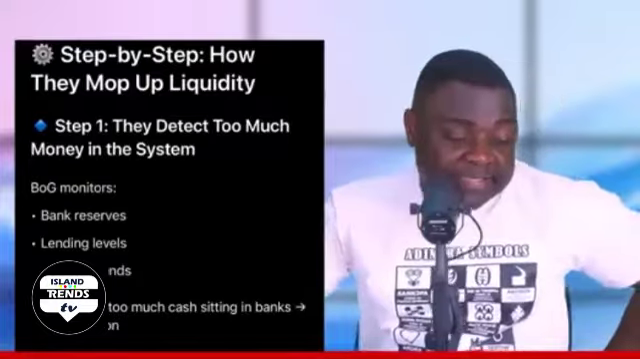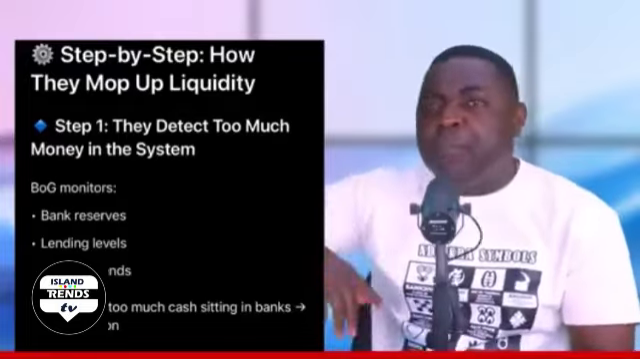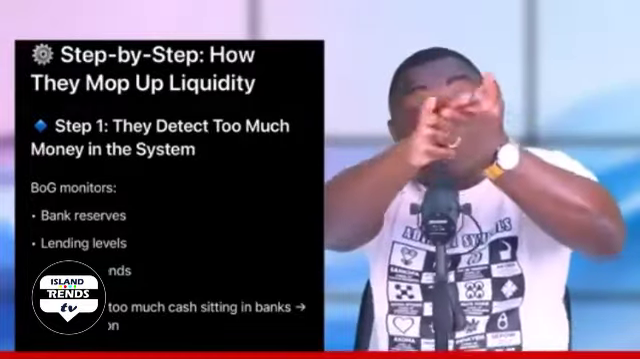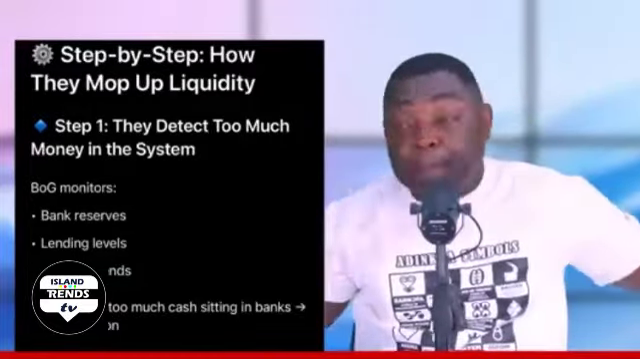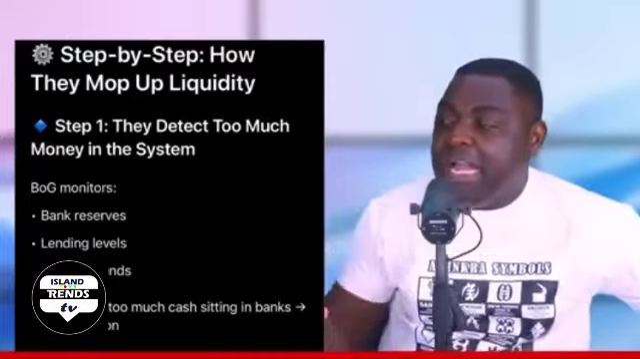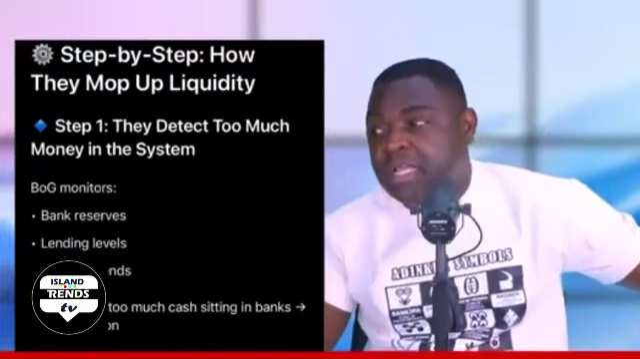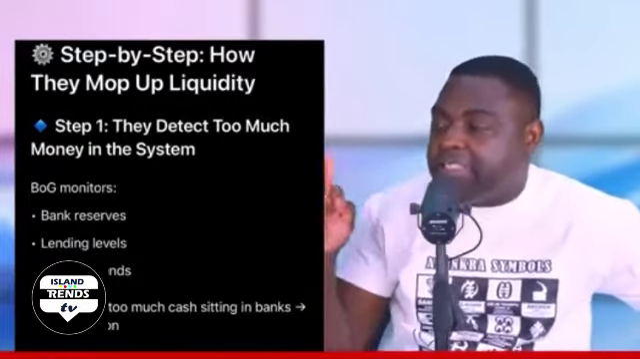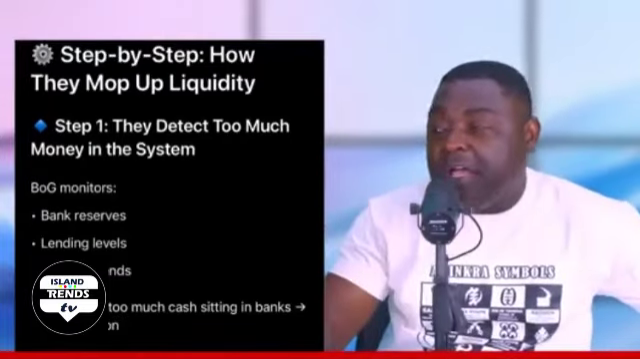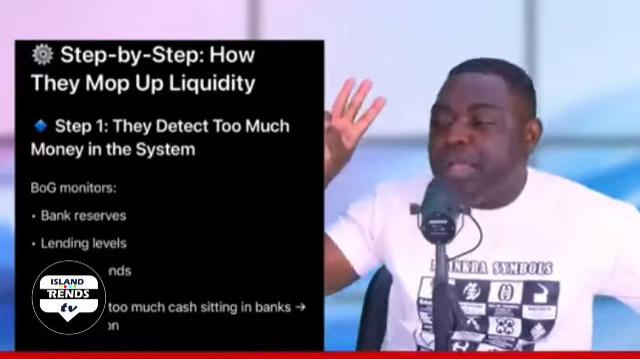Now, step by step, Kojo Oppong is a biochemist student too. I can lecture him on economics. He's just a liar. Step by step, the Bank of Ghana monitors bank reserves, lending levels, and inflation trends. That is step by step. They detect too much money in the system. The Bank of Ghana monitors the bank reserves, the lending levels, and also inflation trends.